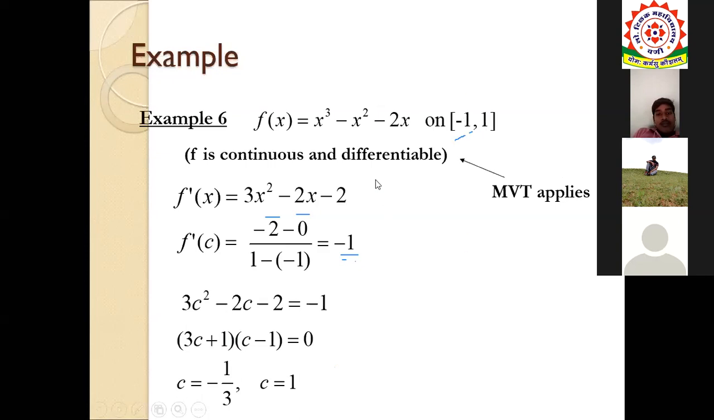Endpoint, because it does not belong to the open interval minus 1 to 1. Clear? The point must lie in the open interval minus 1 to 1. So 1 is the endpoint and it does not lie between minus 1 and 1. So there is only one point, which is minus 1 by 3, such that f dash of minus 1 by 3 is equal to f of 1 minus f of minus 1 upon 1 minus minus 1.